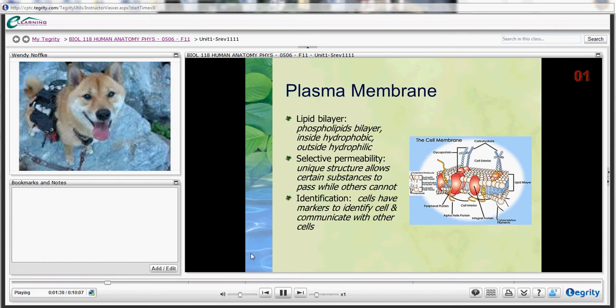This will allow certain things to come into the cell freely, such as steroid hormones, while other substances will not be able to cross the membrane except under special circumstances.